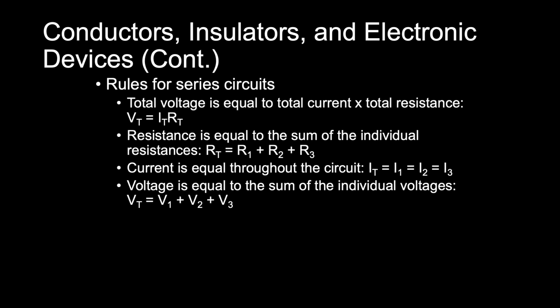In a series circuit, the total voltage is determined by multiplying the total current by the total resistance, or by summing the individual voltage values. The total resistance is found by summing the values of the individual resistances, and the current in a series circuit is equal throughout the entire circuit.